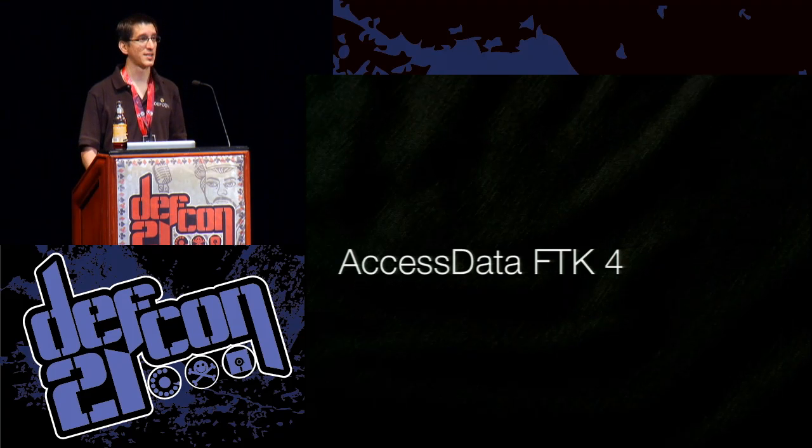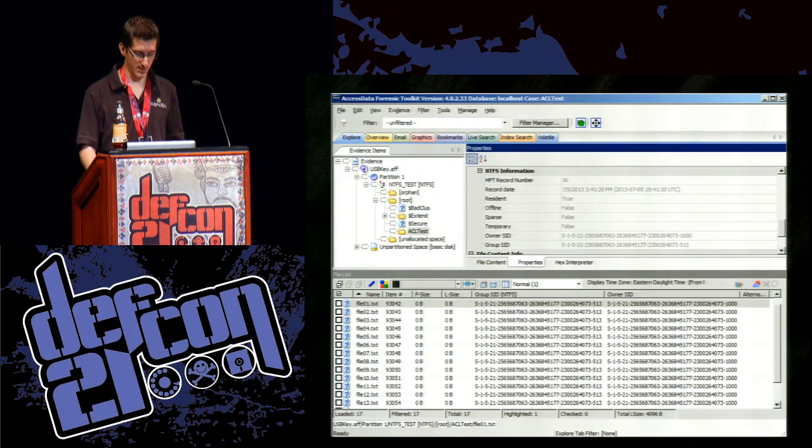Let's see how AccessData's FTK4 held up on this. This is FTK4. We're taking a look at the list of all 16 files you can see on the bottom half of the image. File number 1 is selected, and FTK is showing us the owner of the file. It's also showing us all the other properties of the file, like the size, the date it was created, the date it was last modified, et cetera. But it does not show the access control lists.